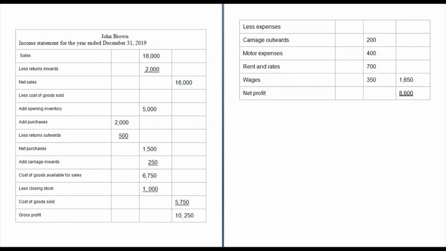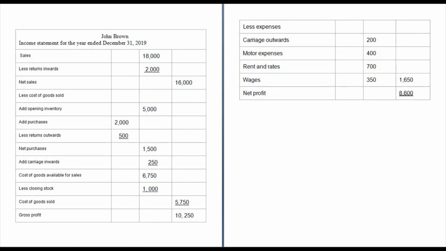First question: did you start with any inventory? Once you have, that is opening inventory, and remember your opening inventory is at the start of the period. Then you would add purchases. How do you know? Did you buy any additional inventory? And that is purchases. You add purchases. Your third question: did you return any of the items that you bought? If you return any of the items, then that is return outwards. So you would subtract your return outwards from your purchases. When you subtract, then you will get your net purchases.